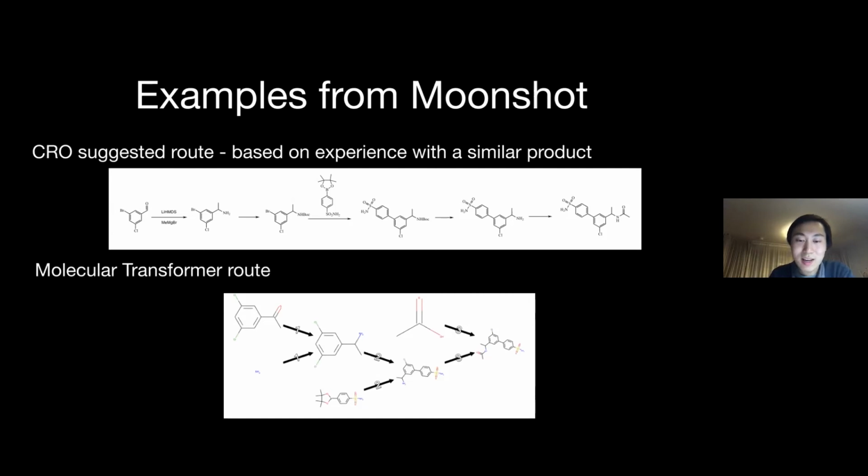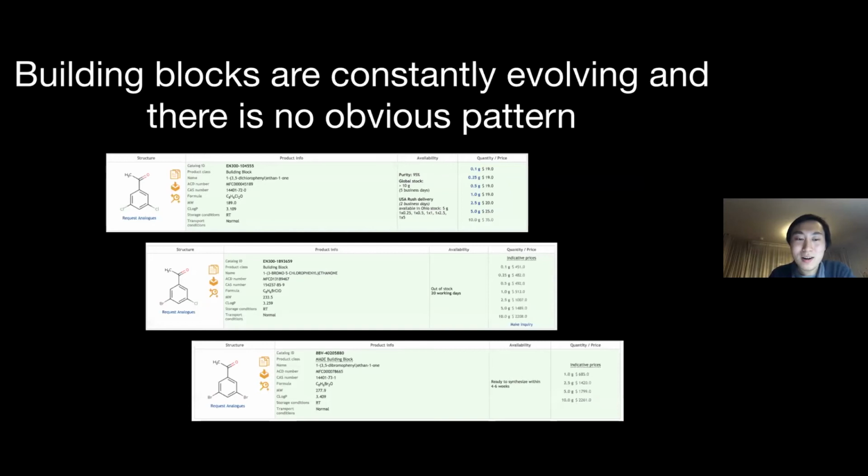And that's not a critique of human chemists not being able to keep track of building blocks, because building blocks are a funny object. They are constantly evolving, and there's no obvious pattern. Building blocks that are in stock today could be out of stock tomorrow, and vice versa. Like, for example, these three, I would say, relatively similar building blocks: dichloro, bromo chloro, and dibromo.